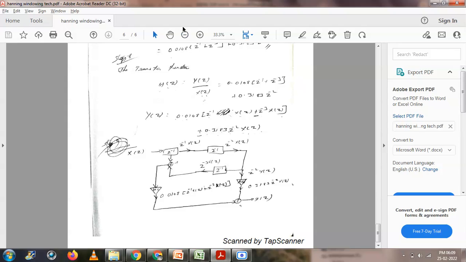then z minus 3 x of z, then z minus 2 x of z, then this one is h, it indicates 0.018 z inverse, 2 z minus 3 x of z, and 0.383 z minus 2 x of z, and finally y of z. Okay, and thank you.